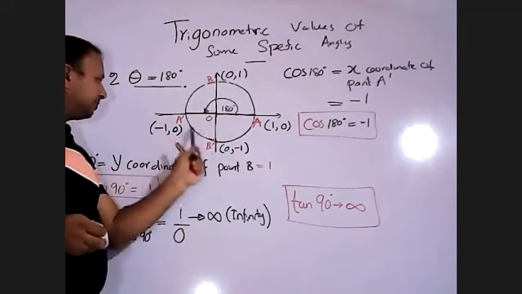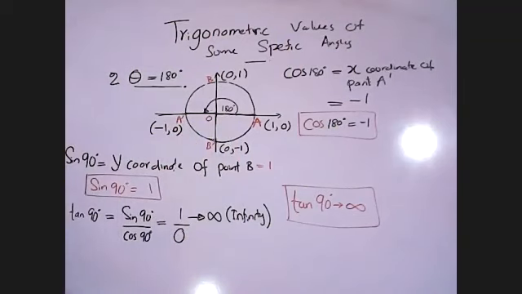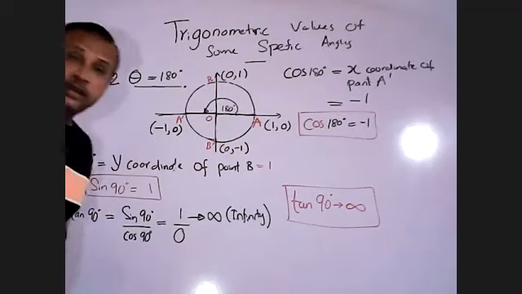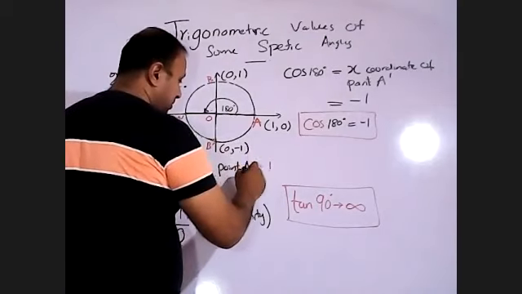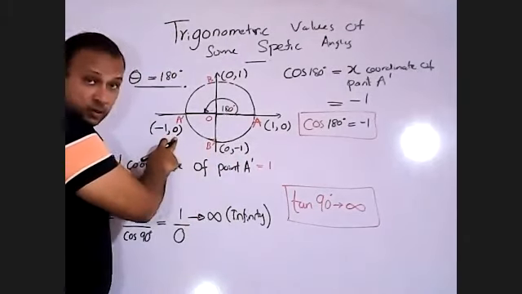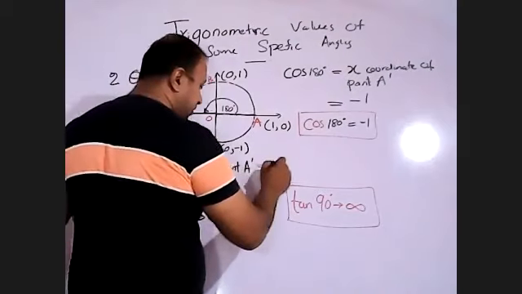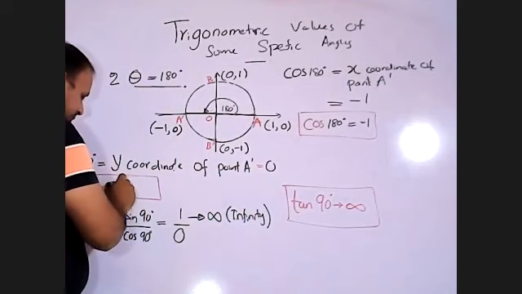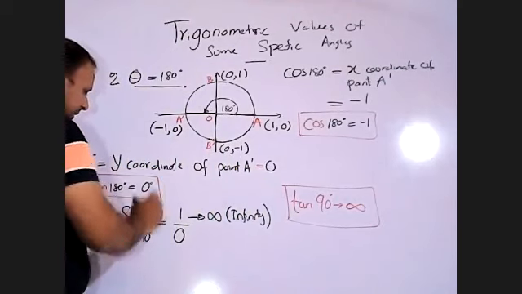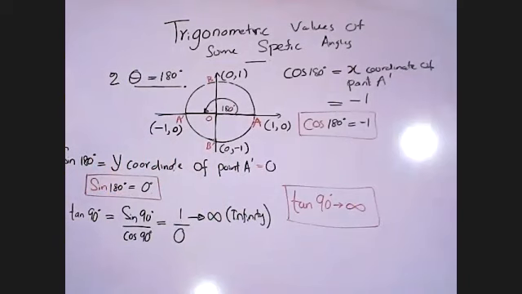Then sin 180. Sin 180 means the y coordinate of point A dash. And the y coordinate is equal to 0 now. So sin 180 is equal to 0.